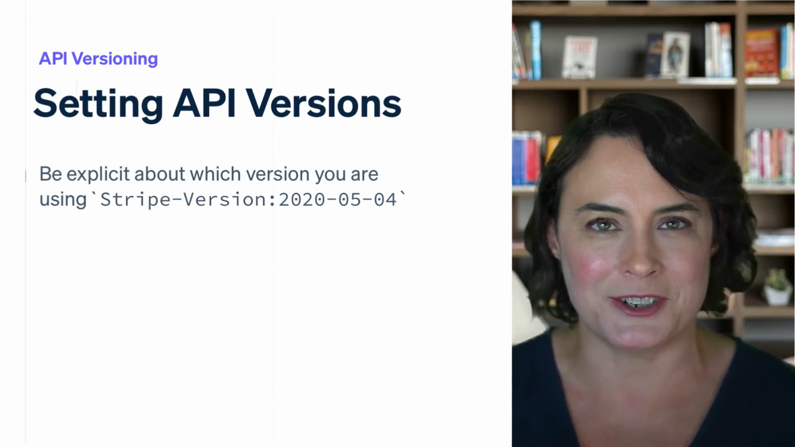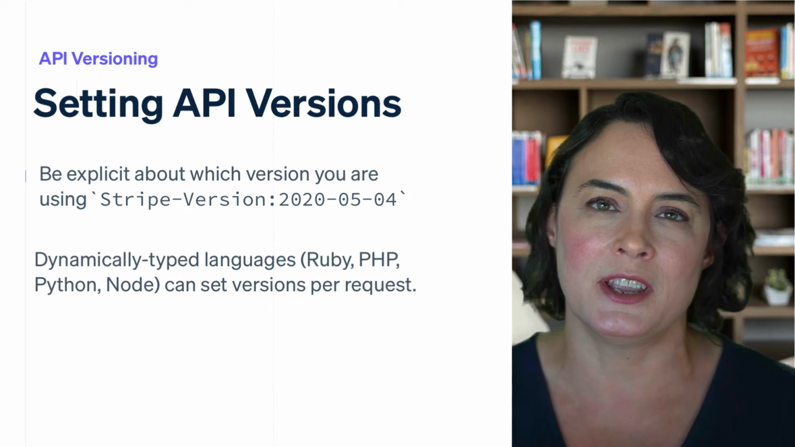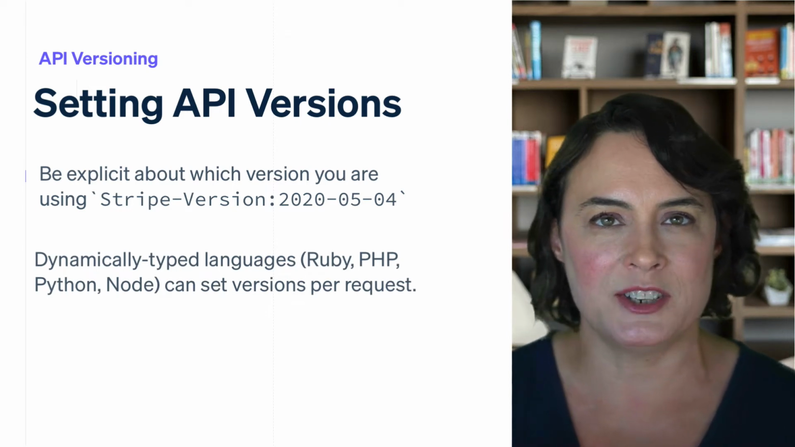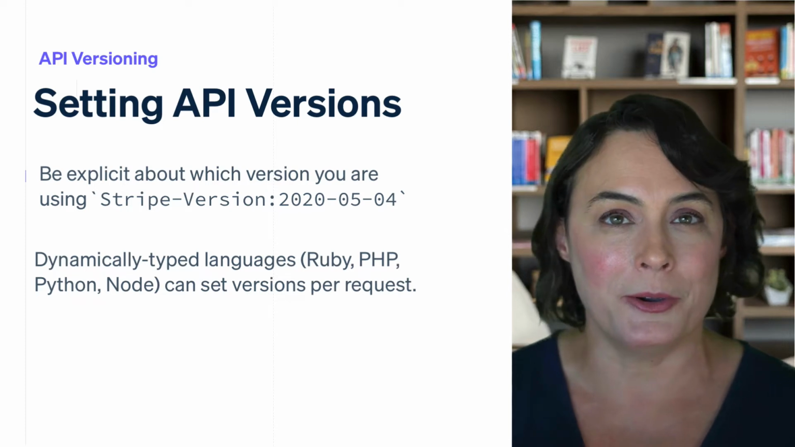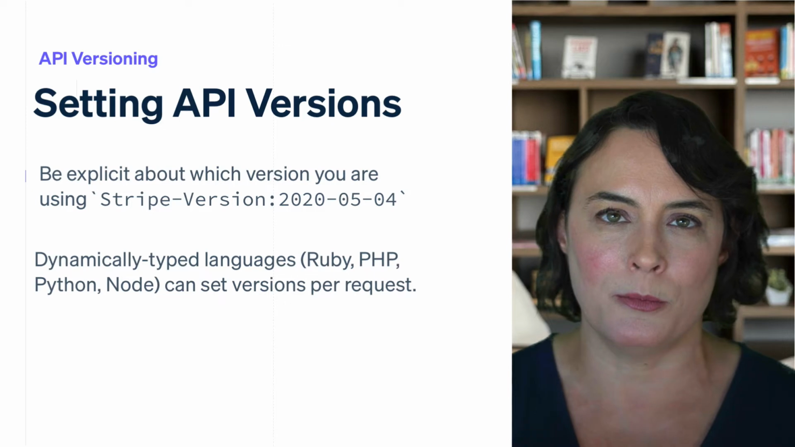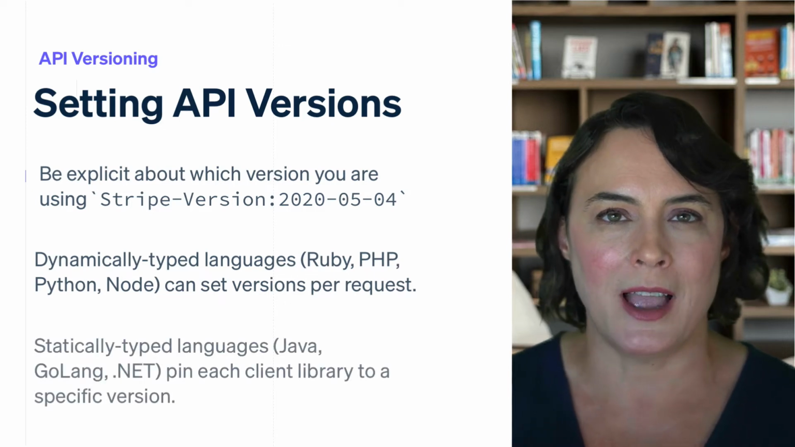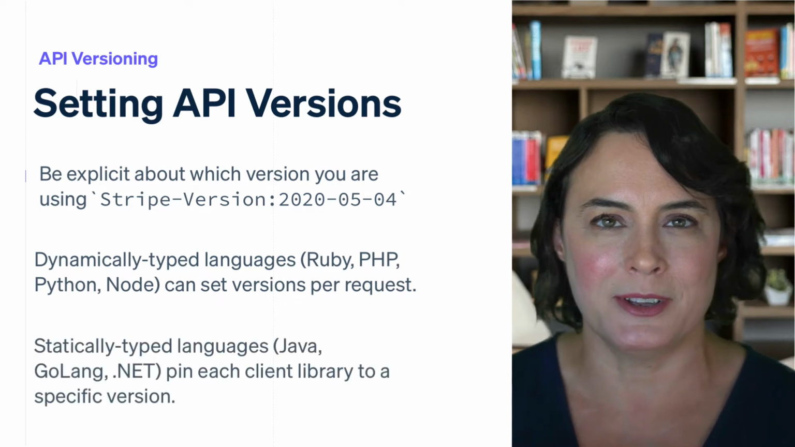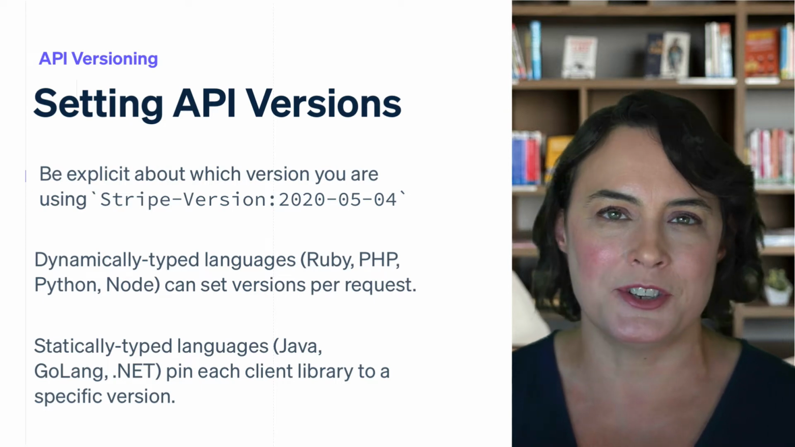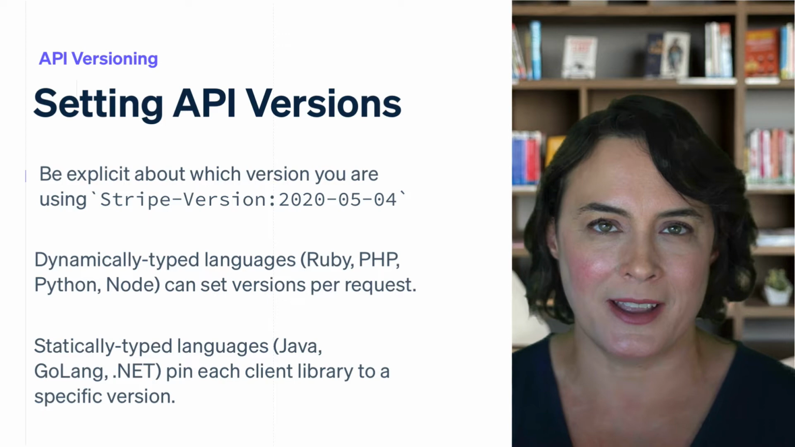versions with new features. If you're using one of our libraries in a dynamically typed language, such as Ruby, PHP, Python, or Node, you can set the API version on a per-request basis or globally. If you're using one of our libraries in a statically typed language, such as Java, Go, or .NET, the API version is pinned to the version of the client library that you're using.